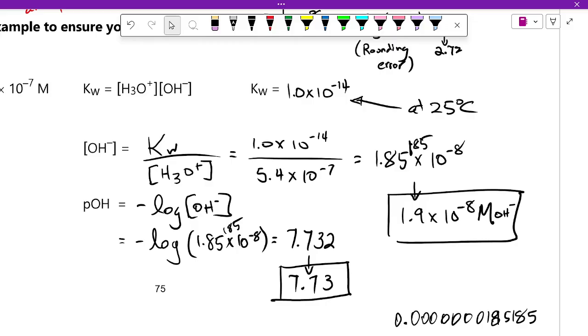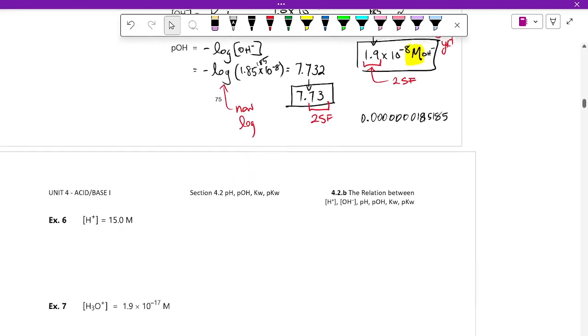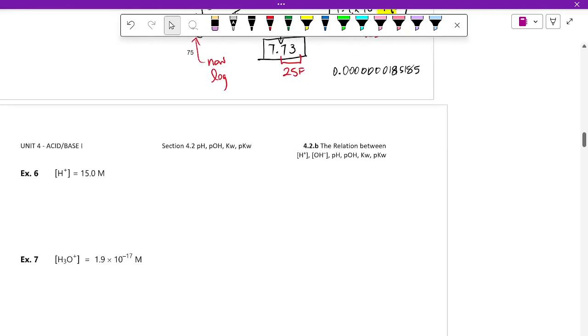Oh, because this is molarity, not pOH. We've not taken a log. No log yet. So these are 2 sig figs. Now log. 2 sig figs.